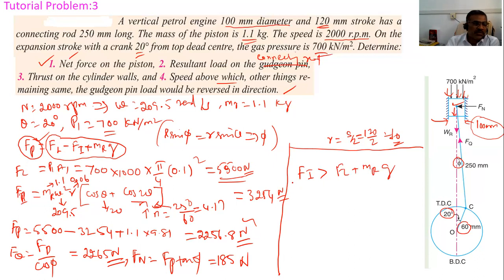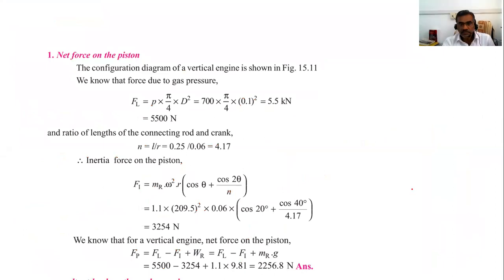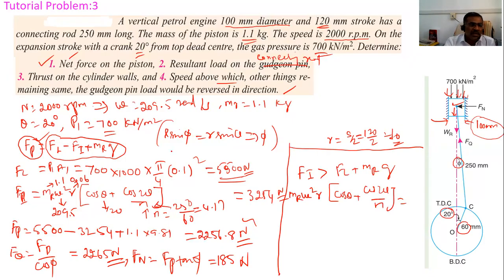So now you substitute. We know the equation for Fi. What is Fi? MR omega squared R into cos theta plus cos 2 theta by n, that is equal to FL, which is 5504, plus MR into G. What is the value of MR? MR is equal to 1.1, and G is 9.81.